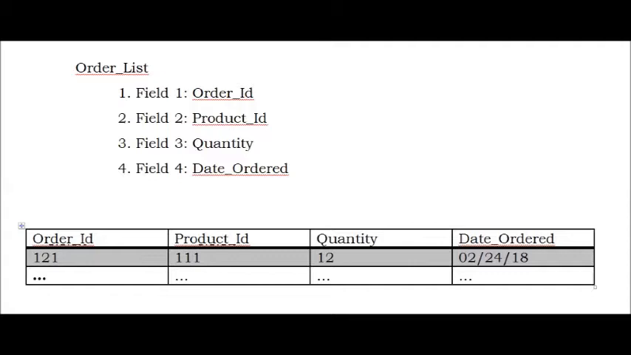So this order list is the finalization of the order ID because we computed the price in the order ID, and if it is done, it will proceed to the order list.